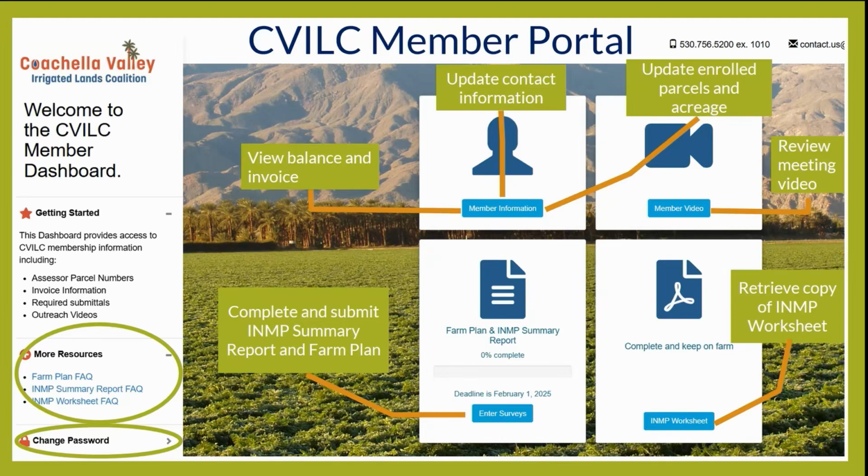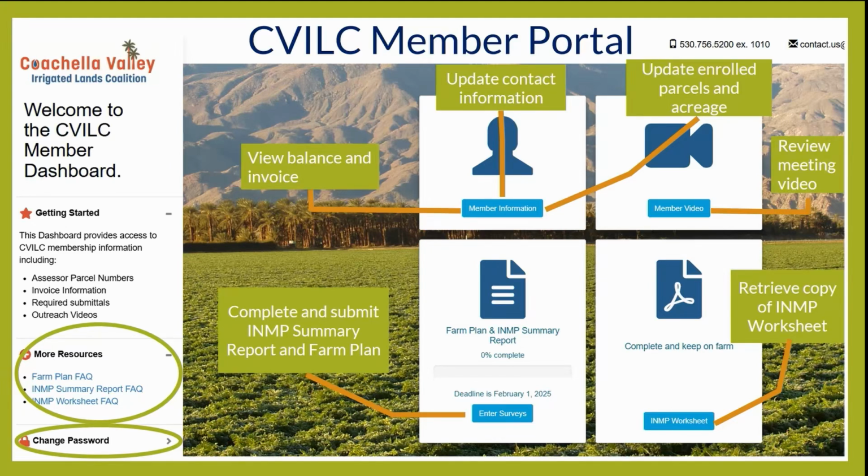To the right of that, you'll be able to see the member video. It'll be posted once after today. So if you have a neighbor who didn't come to an annual meeting, you can tell them to come check it out. And then we'll make sure that they get recorded for their annual reporting or annual meeting compliance. In the bottom corner to the left is where you would click for your farm plan and INMP summary report, and then over to the right is the INMP worksheet.